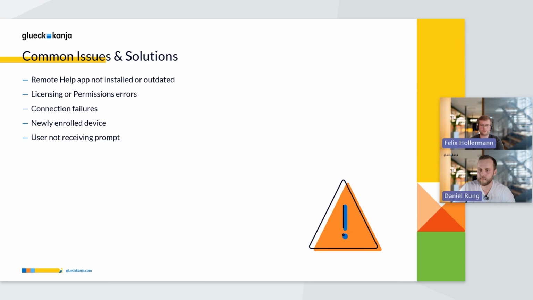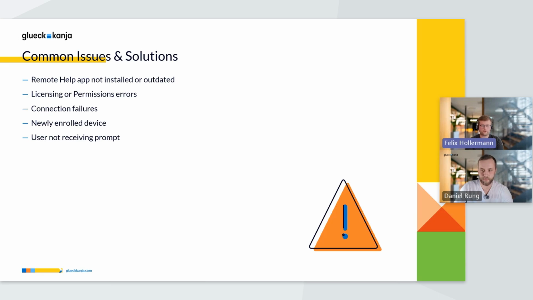And for connection failures, check your firewall and network access so that the remote help service can work, and that both devices have a running internet connection. And on Android, ensure that the device has the Google Mobile Services running. When you have freshly enrolled devices, the push notifications may take about 15 minutes to work after the enrollment. So in that case, wait some time and retry if needed.